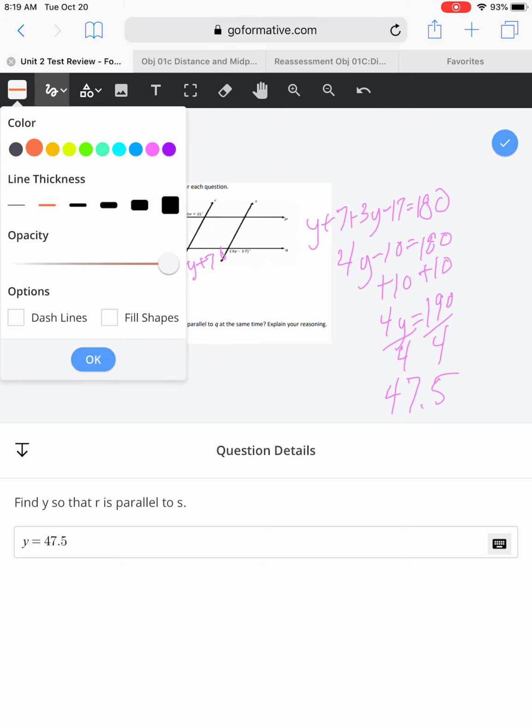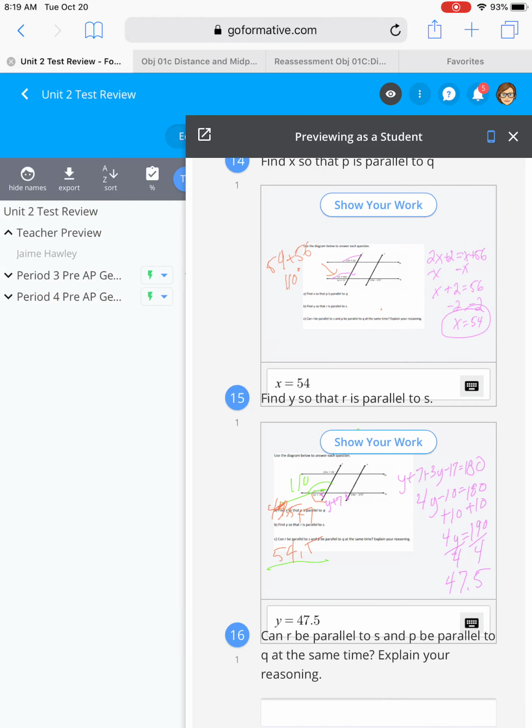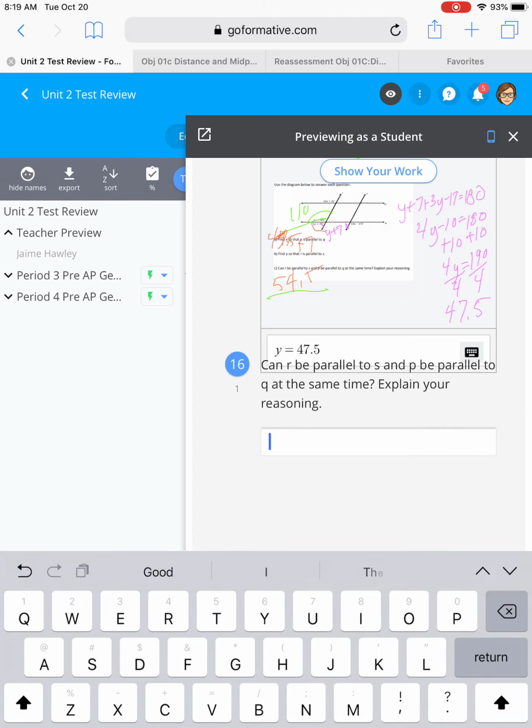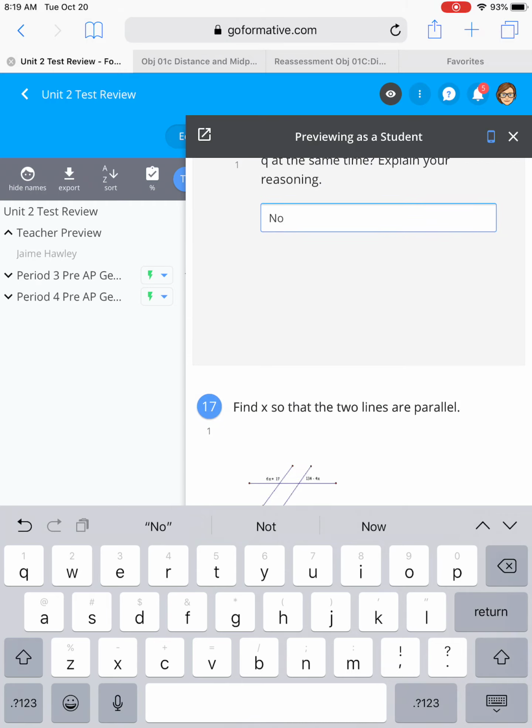Now, if you recall from the previous value of x, this right here was 110. Can this be 54.5 and this be 110? Well, no, because the linear pair should be supplementary, and those two angles are not supplementary. So it's kind of more of a verbal description, but the answer is no. And you'd write whatever your reasoning is.